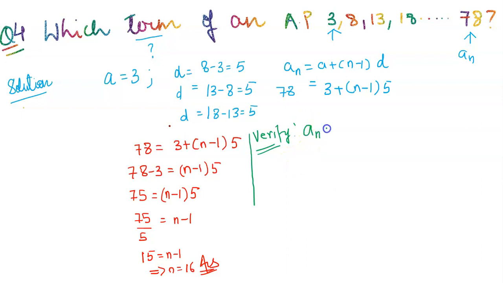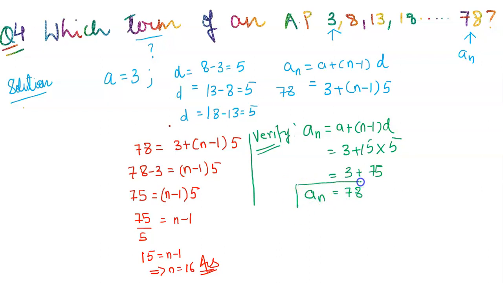So we know the formula An is equal to A plus (n minus 1) into D. What is the value of A, students? 3, plus, what we have calculated as n, 16. So what will be the value of n minus 1? 15. What is the value of D? 5. So 3 plus 15 into 5, 5 fives are 25, so 75. So 75 plus 3 is equal to 78. So An is equal to 78. So our answer is correct. So we have verified this also.